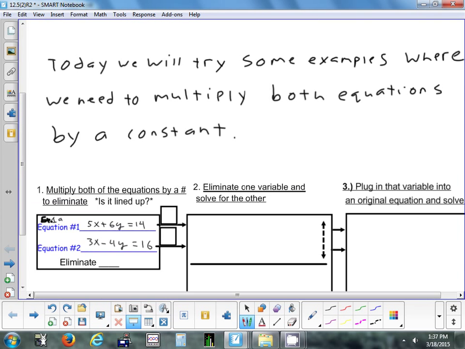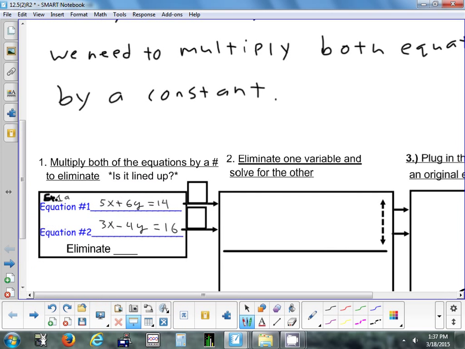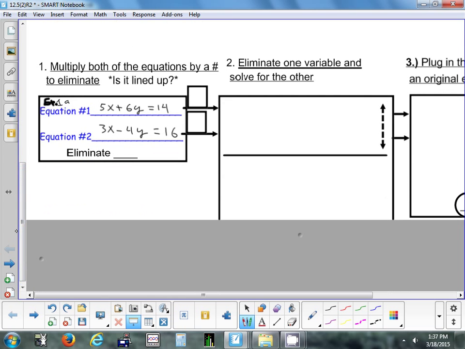All right, so let's take a look at this first example. If you can't see it, the first example says 5x plus 6y. Write this down. So guys, on your sheet, same kind of deal as yesterday. But like Mr. Hager said, we're going to multiply both of the equations. So let's scroll this down, Mr. Hager.